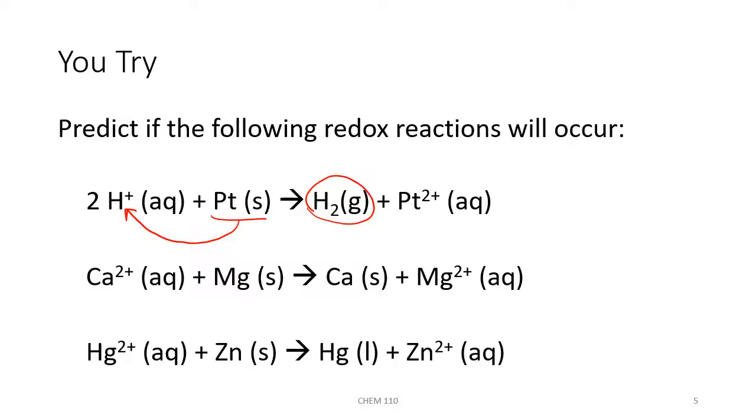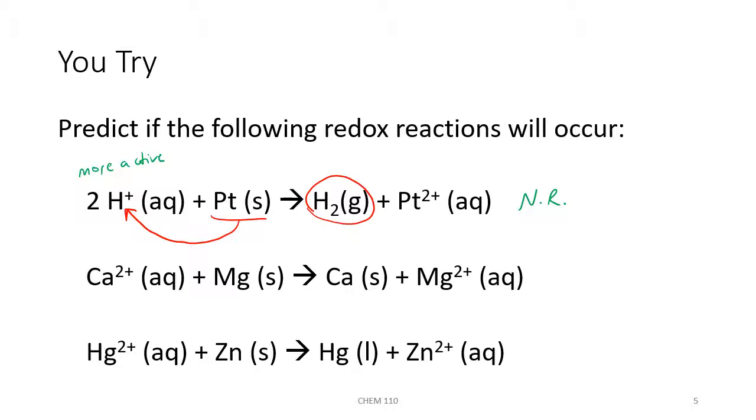The metal platinum is lower on the left-hand side of the arrow than the hydrogen ion is on the right. That means hydrogen is more active. And since hydrogen is already oxidized, no reaction will occur. Platinum is not active enough to reduce hydrogen.